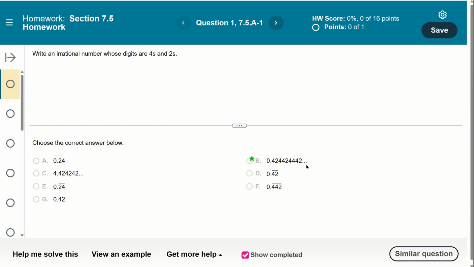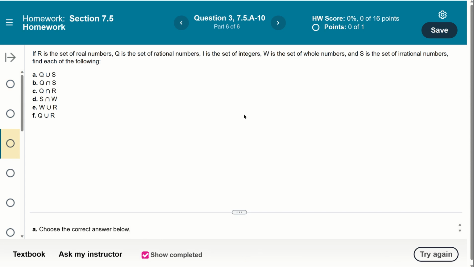Note that the pattern is neither repeating nor terminating. So therefore, this is an irrational number. All right, this is not a difficult problem.